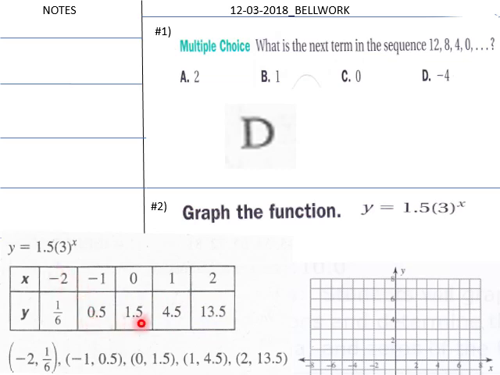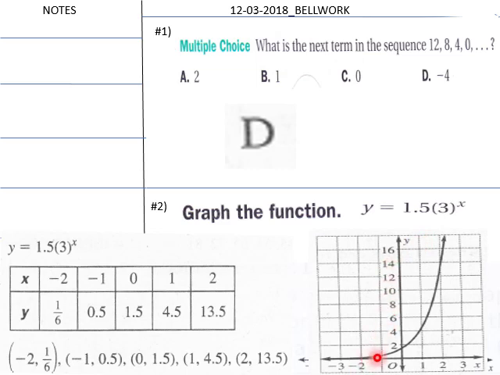So this thing starts at -2, it's 1/6, -1 is 0.5, 0 is 1.5, so we're way up here, and then 1 would be 4.5, should be up here, and then 2 would be 13.5, way up here. So this thing basically goes like that, gigantically like that. So that would be the graph of this function here.